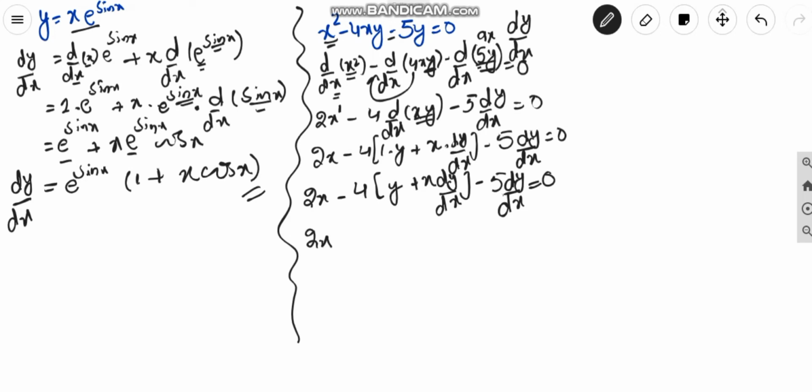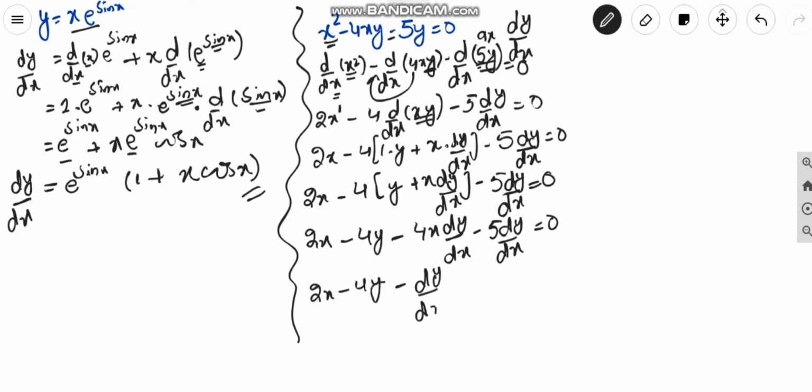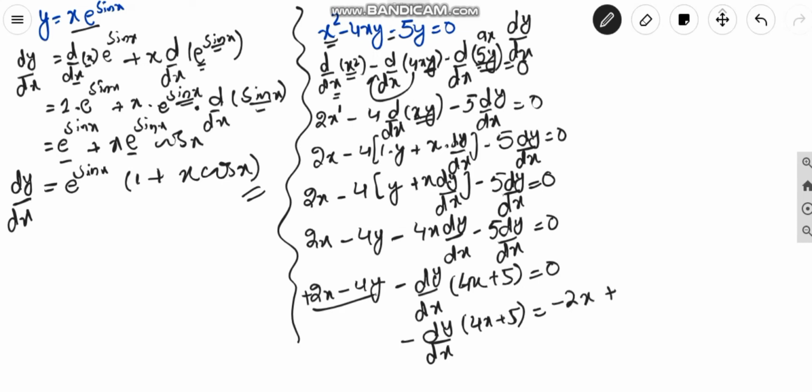Now our equation becomes 2x minus 4y minus 4x dy by dx minus 5 dy by dx equals 0. As you can see, again dy by dx is common in these two terms, so take dy by dx common from these two terms. Dy by dx, what will remain here? It will remain 4x plus 5 equals 0. Now minus dy by dx into 4x plus 5 equals, here it is plus 2x, and there it will become minus 2x and plus 4y.